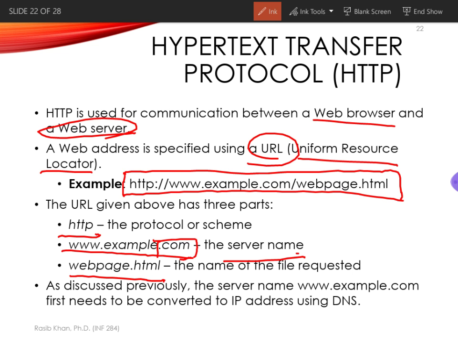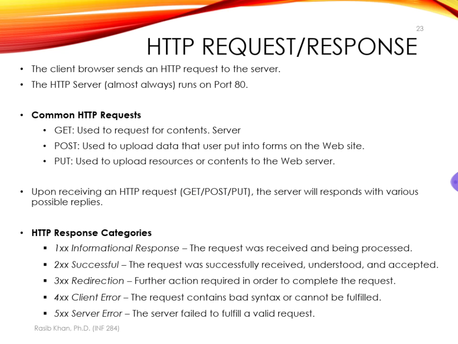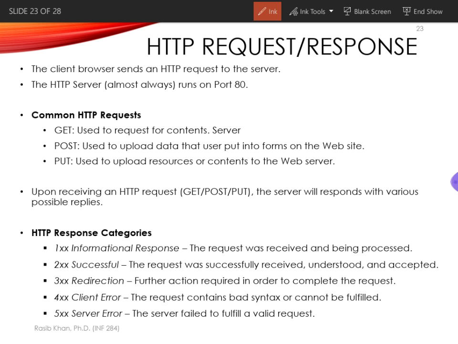So as discussed previously in the topic of DNS, the server name example.com first needs to be resolved into an IP address using the DNS server. So once that is done, the client browser basically sends an HTTP request to the server, which in almost all cases runs on port 80, and receives a response.